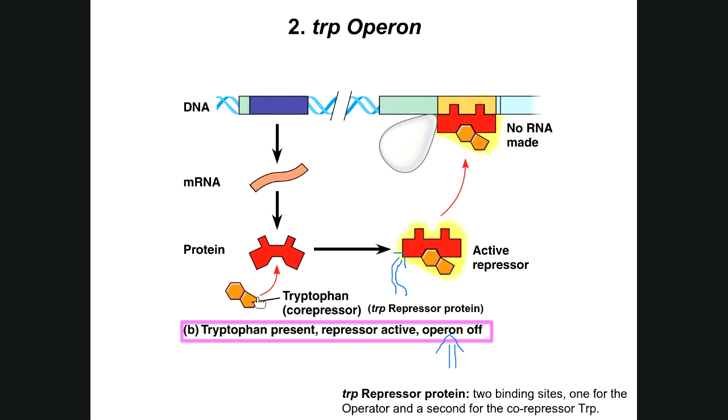So again, the excess tryptophan acts as a co-repressor. Why? Because it binds to and changes the shape of the trp repressor protein to where now its other binding site complements the shape of the operator. Now this trp repressor protein on one side is binding tryptophan, on the other side it's binding the operator, and on the side it's binding the operator, it is now inhibiting RNA polymerase. So now the trp operon goes from gene expression being turned on to gene expression being turned off or repressed.